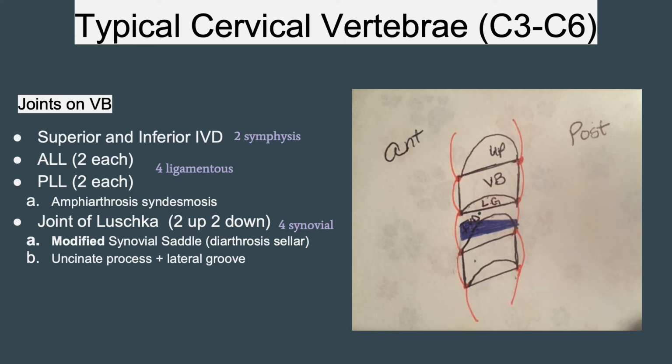independent and unique. So the question then is, how many total joints are on the vertebral body of a typical cervical vertebrae? And the answer is going to be 10. 2 symphysis, 4 ligamentous, and 4 synovial.